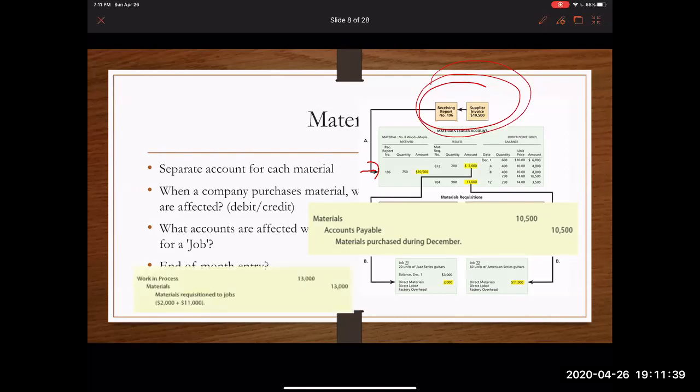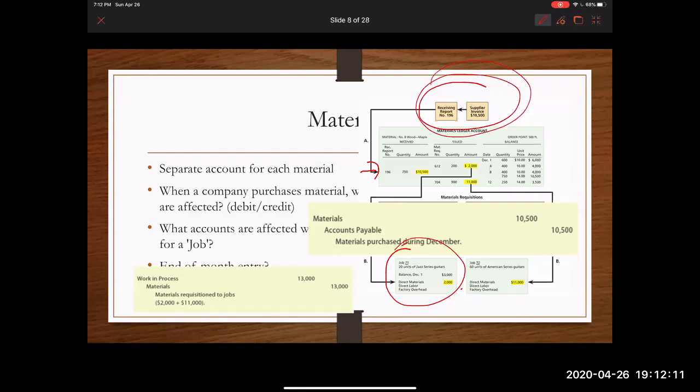Now the next question says, how do we affect our work in process account? Whenever we create a job, let's talk specifically about job number 71. Remember that when we're creating a job, we need direct materials, direct labor, and factory overhead. We're focusing specifically on materials right now.